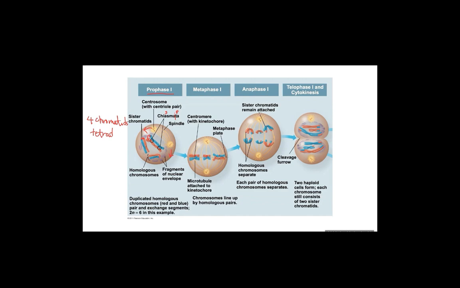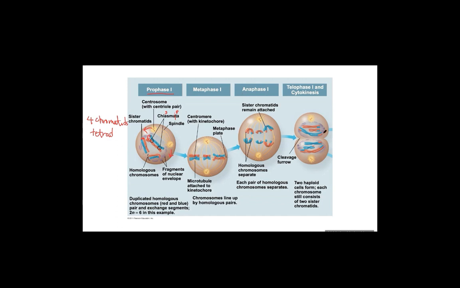Anaphase 1 is when homologous chromosomes separate. One member of each pair of homologous chromosomes goes to one pole, and the other member of the pair moves to the other pole. Spindle microtubules drag each member of the homologous chromosomes to opposite poles. Therefore, each pair of homologous chromosomes now becomes separate. That occurs during anaphase 1.